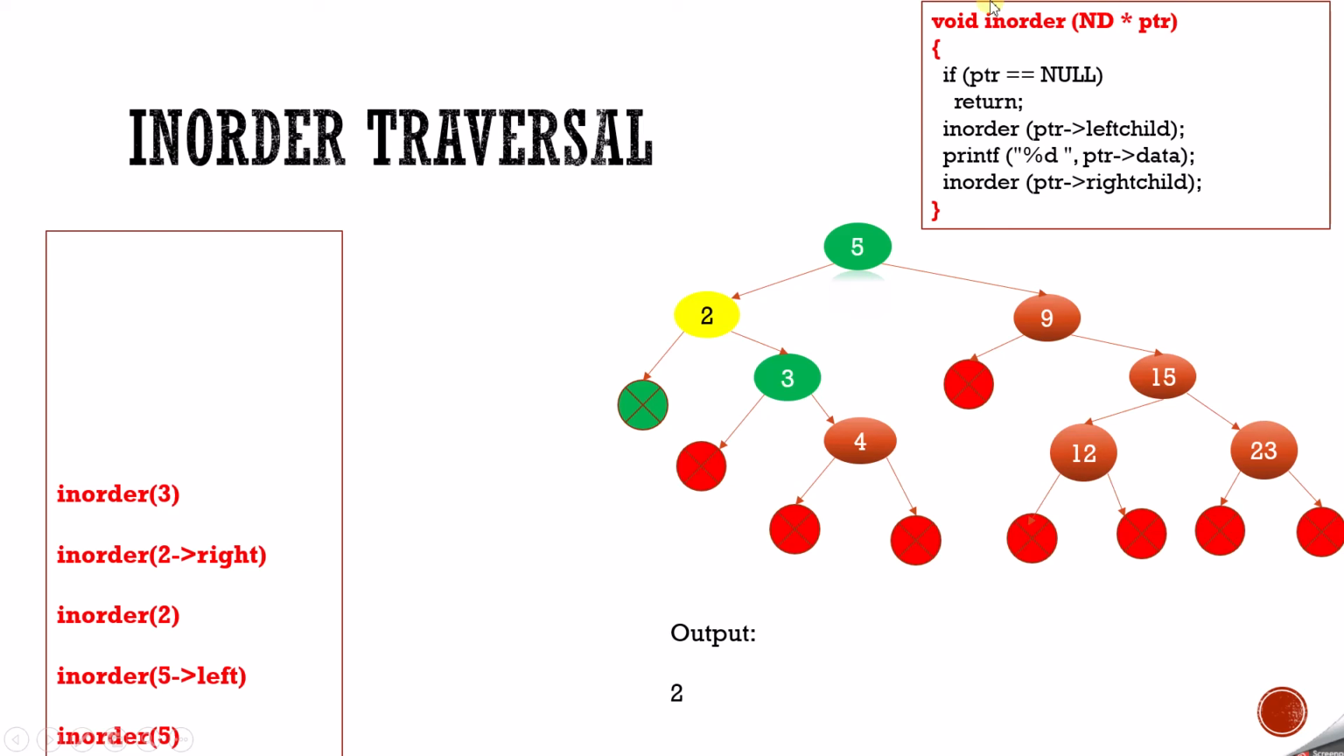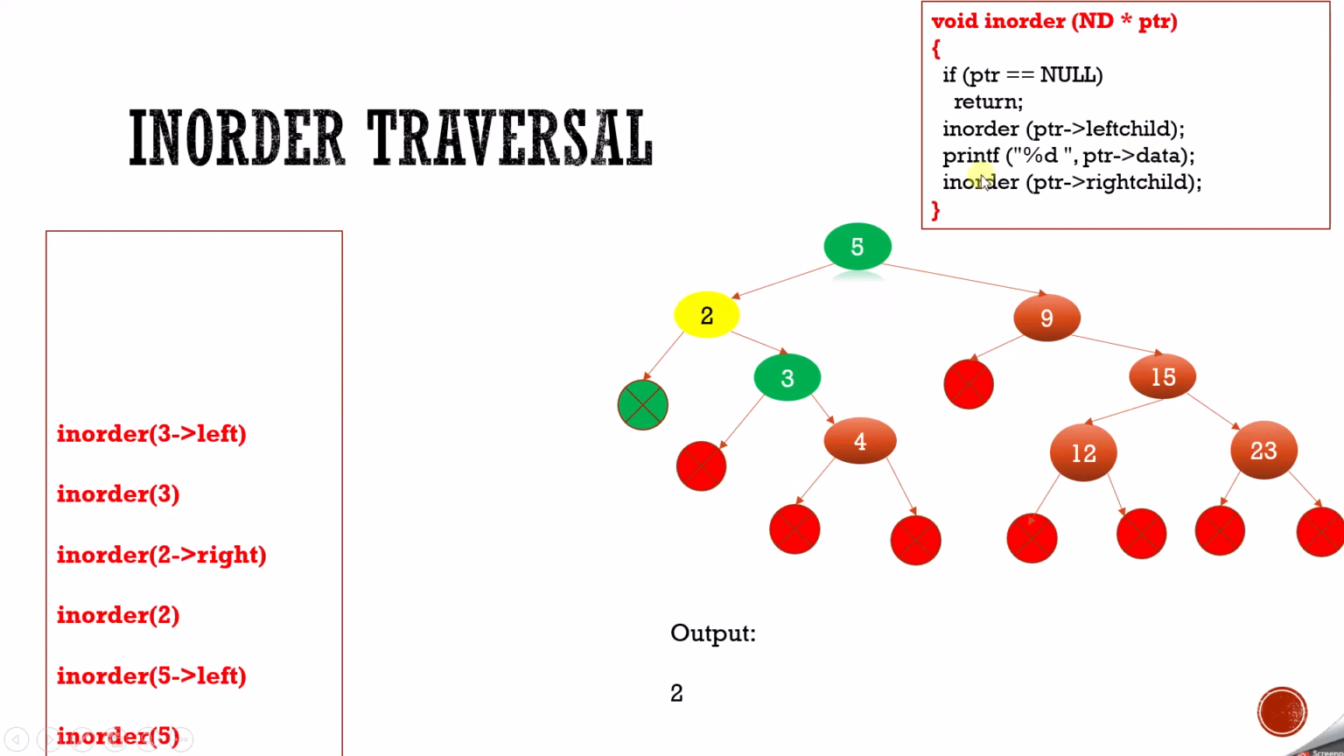Now again it's a fresh call. Now I'll check whether that 3 node is a null node. It is not null, so it will not return. Then for that 3 also, I have to traverse the left child of 3. So I am going to call the left child of 3. So this is already in the stack.